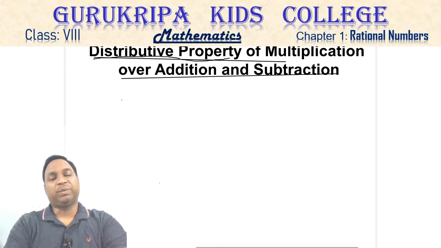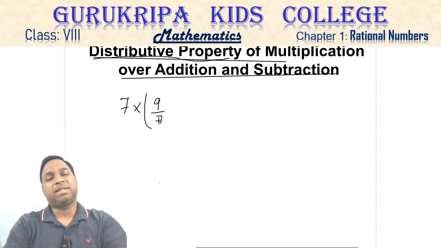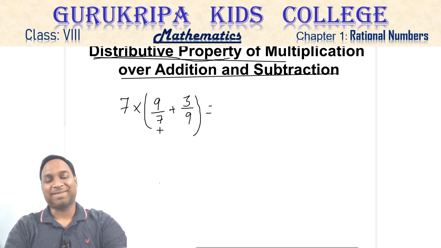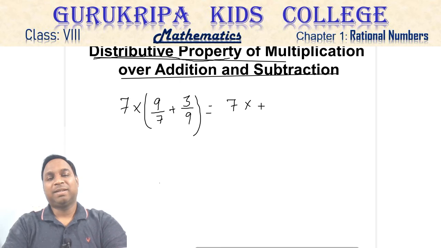Let's say we have to do 7 into 9 by 7 plus 3 by 9. Here, if you add these two first, it is a little complicated, division, addition है ना. LCM लेकर add करना होगा. क्या करना होगा? 7 into, LCM will be, denominator will be 63. You will get 81 over here plus 21 over here. So क्या आएगा?